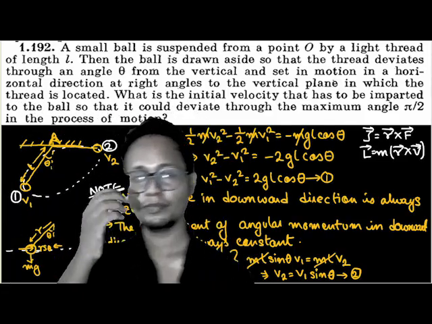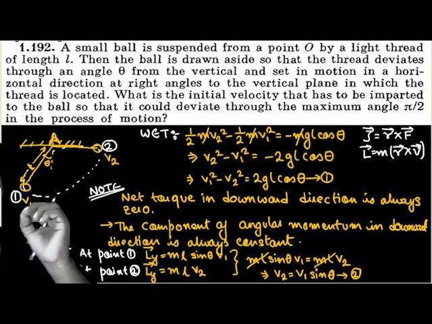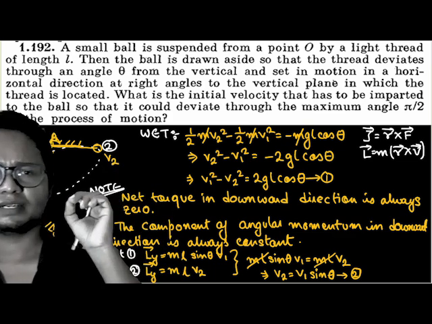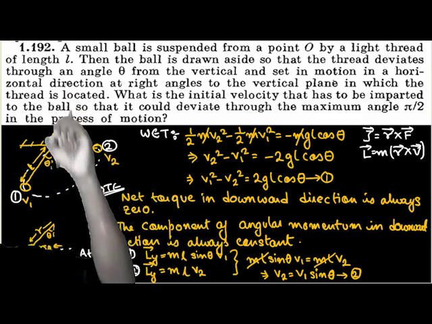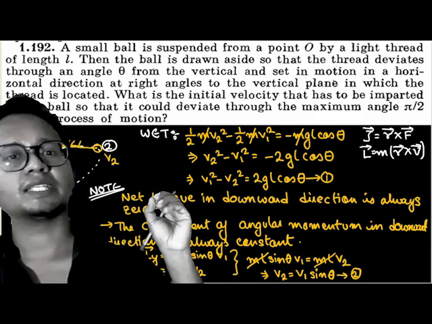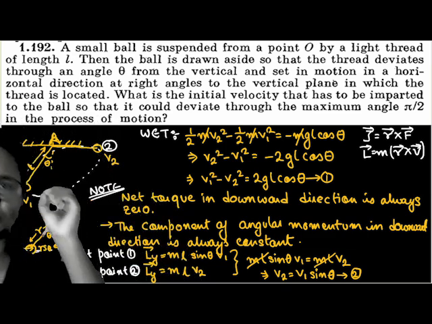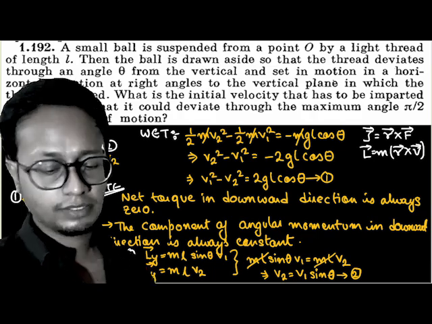Okay, understood this question? In most cases, this solution is written a little bit unintuitively. Most of them haven't explained why the angular momentum in the downward direction is conserved. The simple concept here is that the net torque component in the downward direction is equal to 0. That's why there is no change of angular momentum in the downward direction.